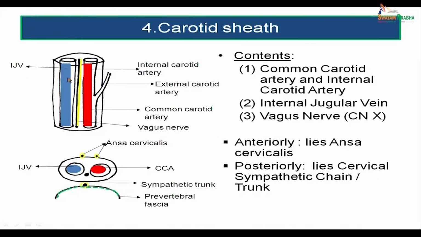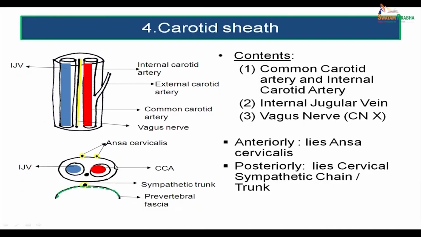So, if we look at a vertical drawing, this is how we can draw it. It is like a tube extending from the base of skull to the root of the neck and it has three contents. The contents of the carotid sheath, medial most, are first the common carotid artery, which as it passes upwards divides to form the external carotid and the internal carotid. Therefore, inside the sheath we have the common carotid and internal carotid artery. Then lateral to it we have the internal jugular vein, and between them, this yellow line, we have the vagus nerve, that is the 10th cranial nerve.